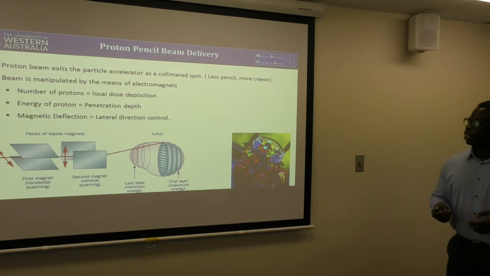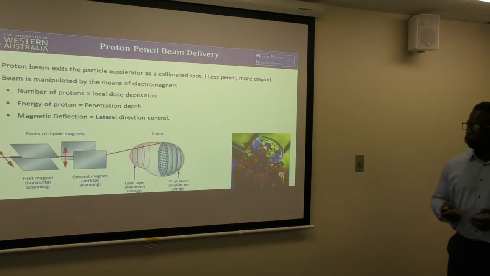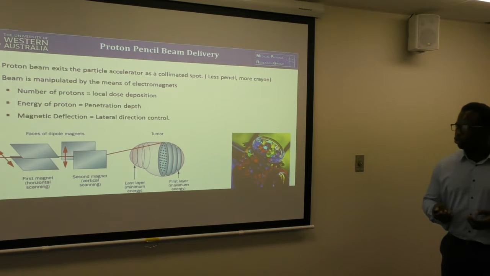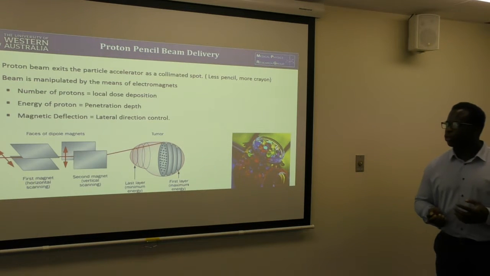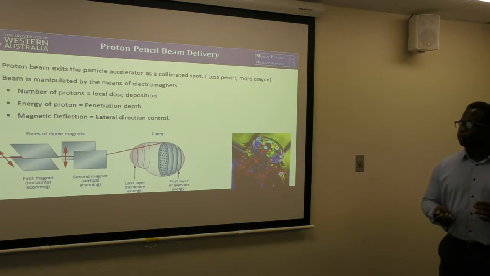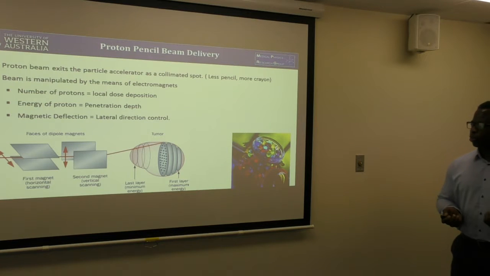In terms of the delivery method for proton, only pencil beam delivery will be considered, in which the proton beam exits the particle accelerator as a collimated spot. The beam is then manipulated by means of electromagnets which cause a magnetic deflection that controls the lateral direction of the beam. The penetration depth of the proton is controlled by the energy, and the local dose deposition is controlled by the number of protons, which just means the beam on time. By controlling these three parameters, the highest level of conformity can be achieved using proton therapy.